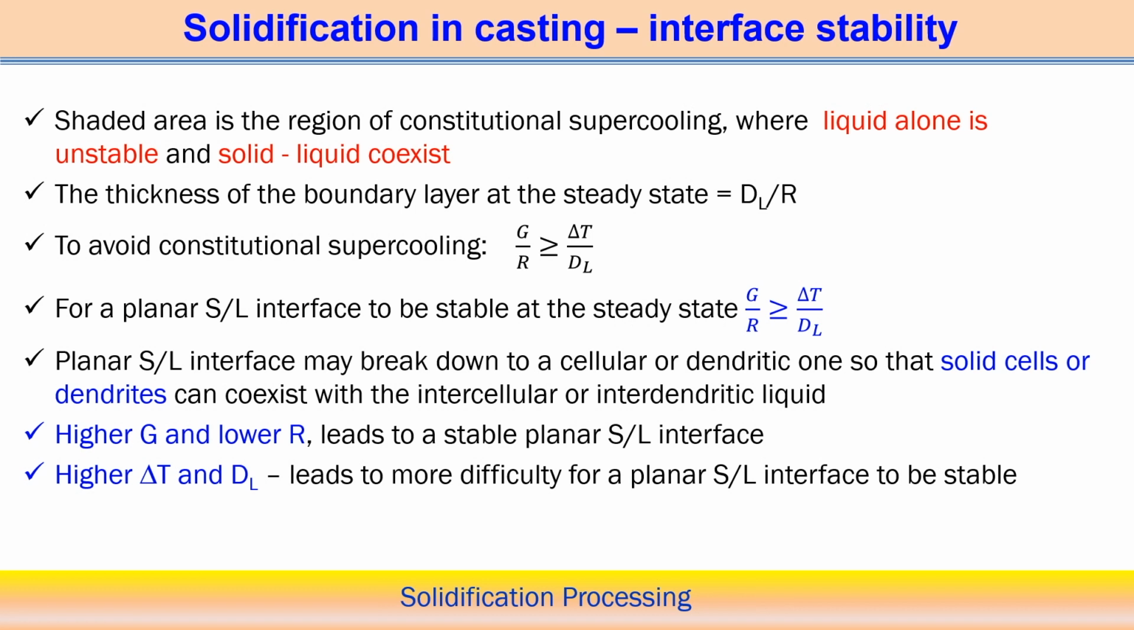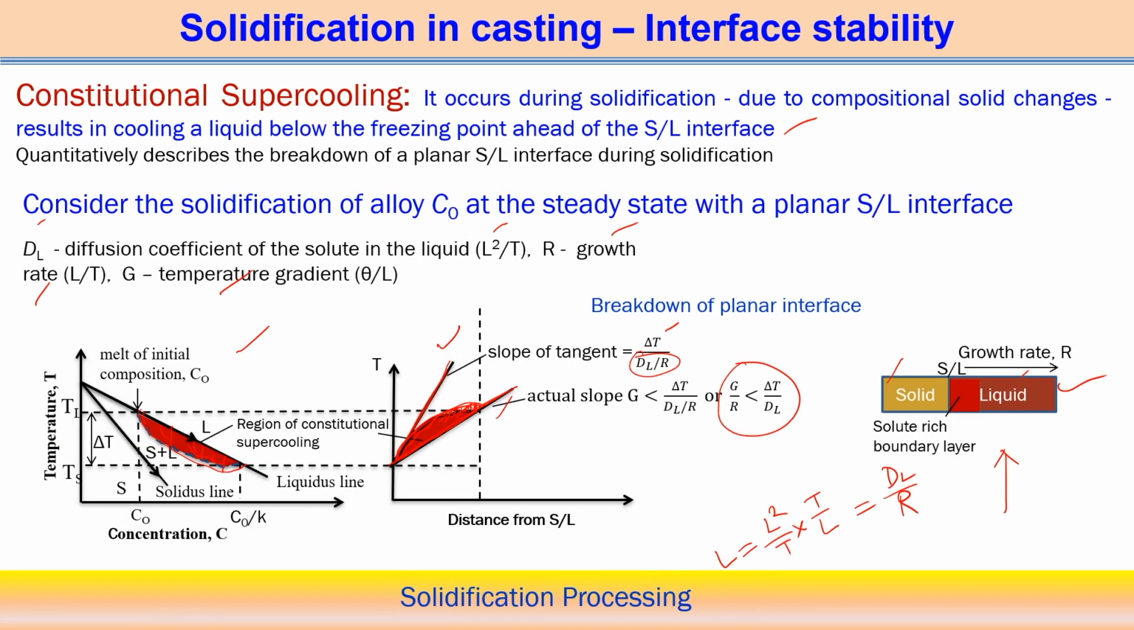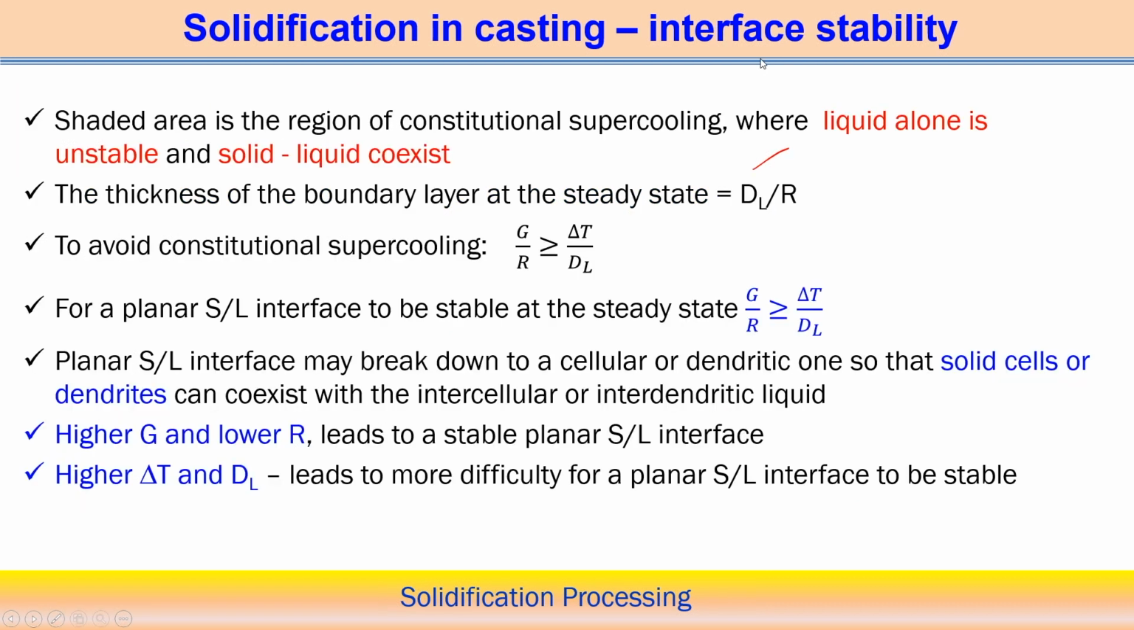Now, the thickness of the boundary layer at steady state can be expressed as DL by R, that indicates the boundary layer at the steady state. Now, to avoid constitutional supercooling, that means if there is no constitutional supercooling, then G should be greater than this. With the disappearance of this particular zone, the slope G will always be more than the other parameters. Therefore, G should be greater than or equal to delta T by DL by R.